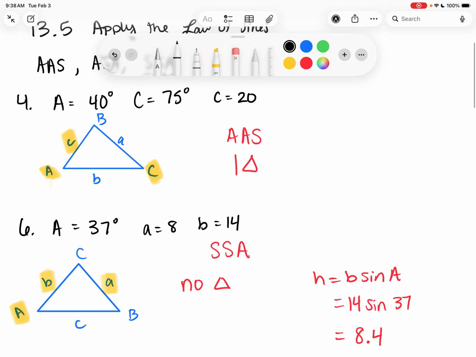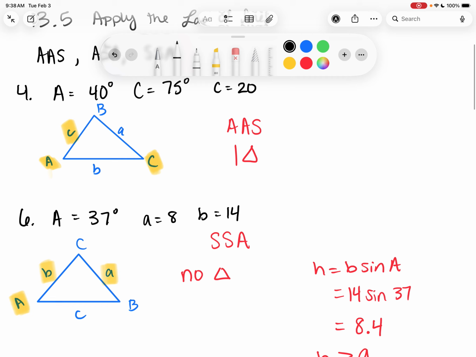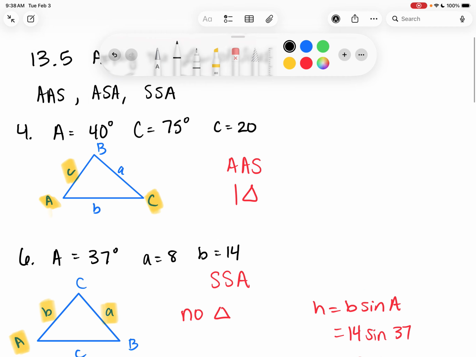Okay, so the other day we looked at determining which case we have, which tells us how many triangles we have. If you have angle, angle, side, or angle, side, angle, then you can only have one triangle. If we have side, side, angle, we have to look at, is it acute or obtuse? And then from there, we look at the situation that we have.